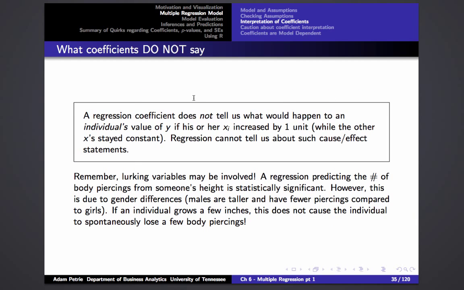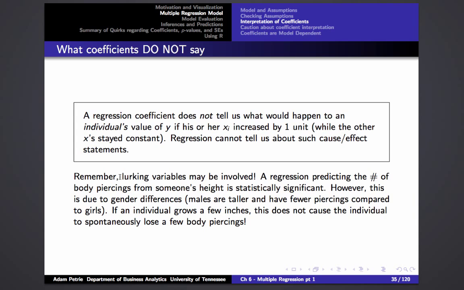So just like with simple linear regression, the coefficient does not tell you anything about what would happen to an individual's value of y if his or her xi value increased by 1 unit, even if their other values of x stay constant. This would be a comment about cause and effect, and regression can never tell us about cause and effect statements. So what's one reason why?